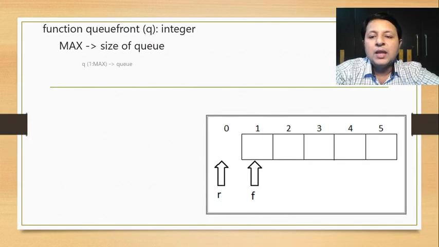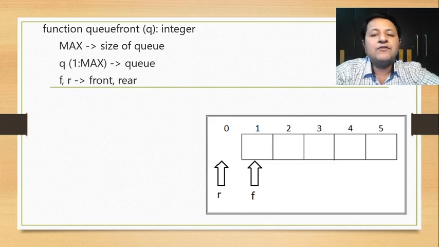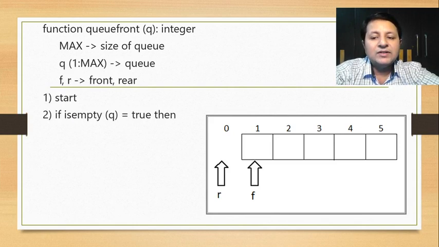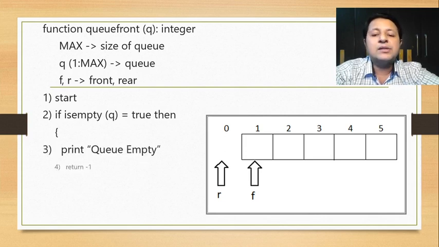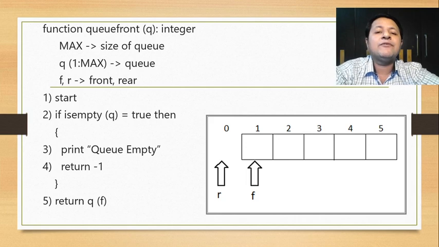In queue front, we'll obviously again have to check for empty. So I will check if it is empty. If the queue is empty, I have to simply say queue empty but return -1 because I don't have anything to return. Otherwise, I simply have to return the element at q of f or the element at f. So you can see the last statement, that is return q of f.